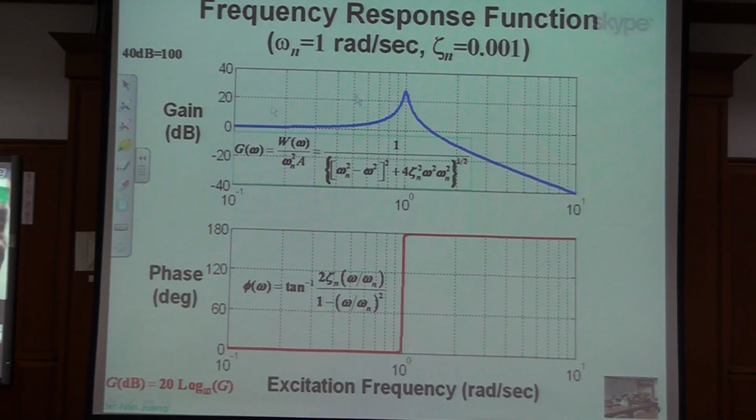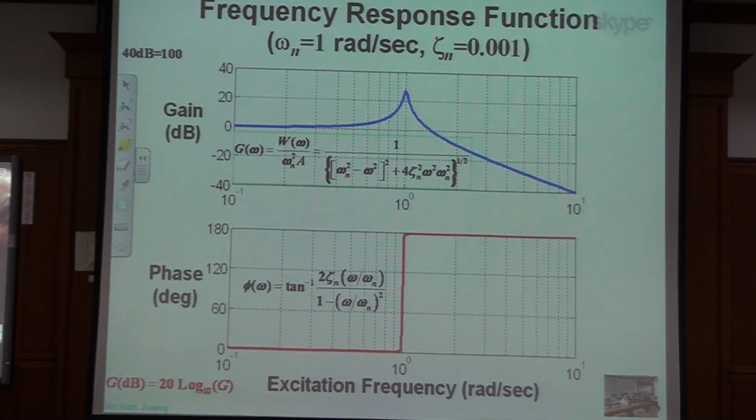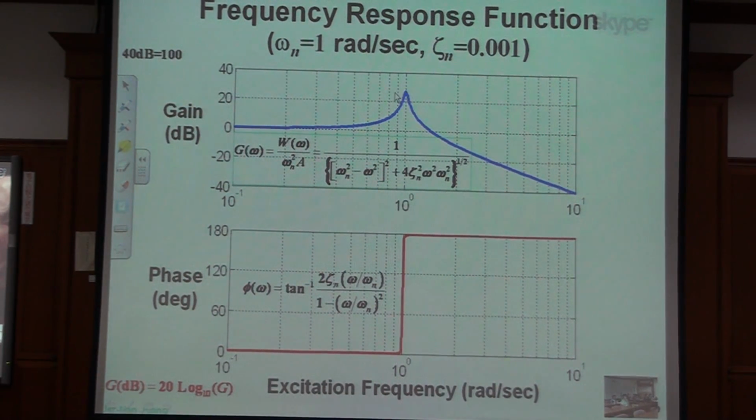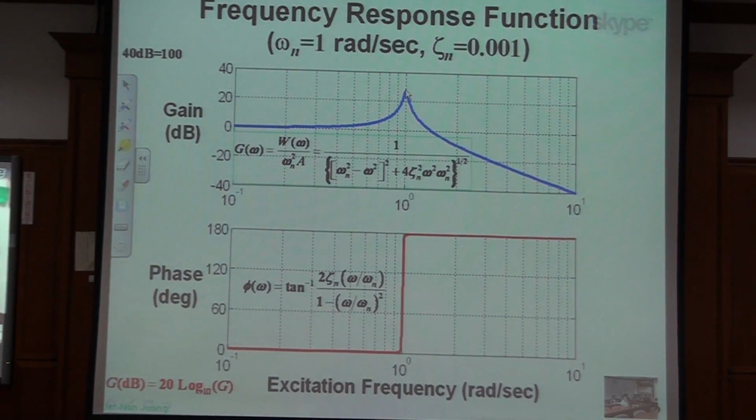Gain 20, gain 25, gain 30, gain 40. 40 dB means 100 times. I have a huge gain. Well, that's a lot of gain. So you don't want to do that. But unfortunately, I have only 0.1% damping, so I have no choice. I got almost 30 dB.